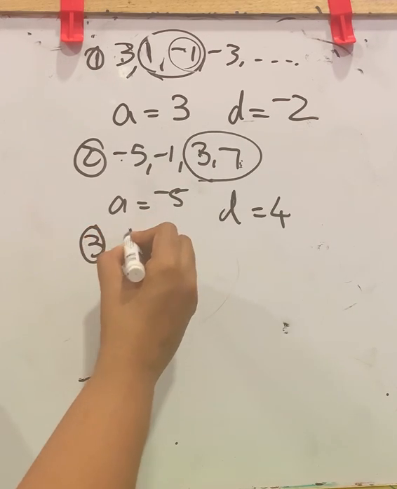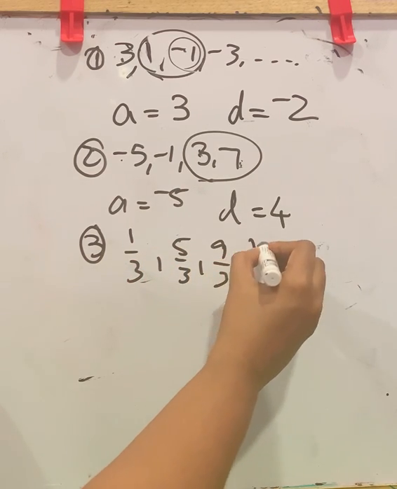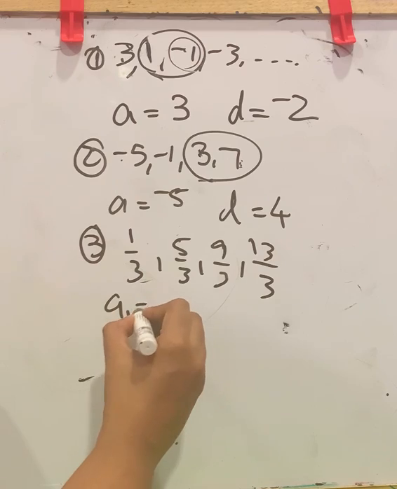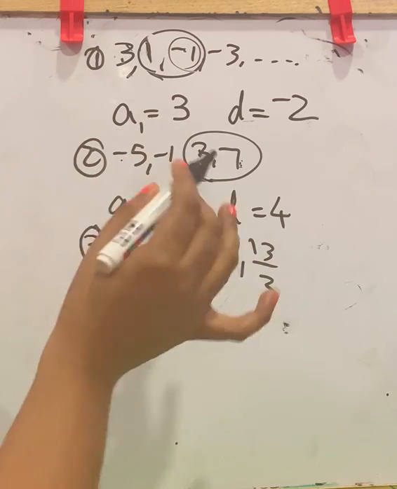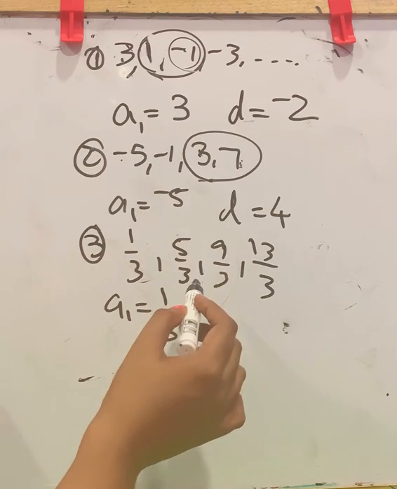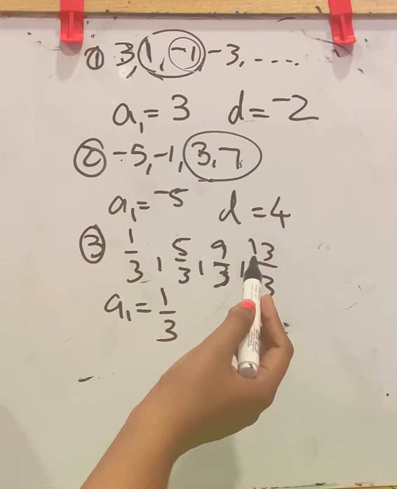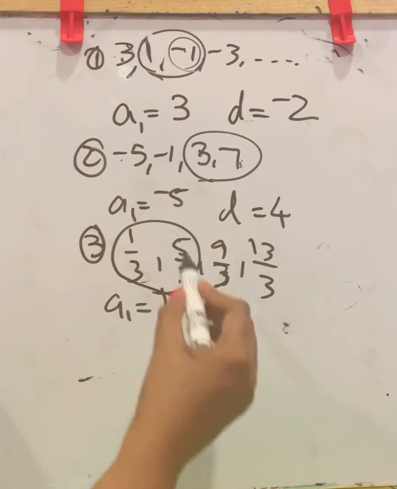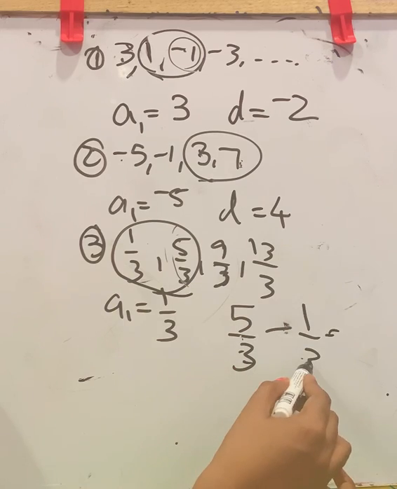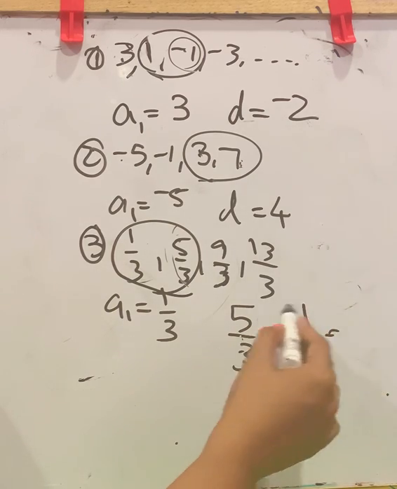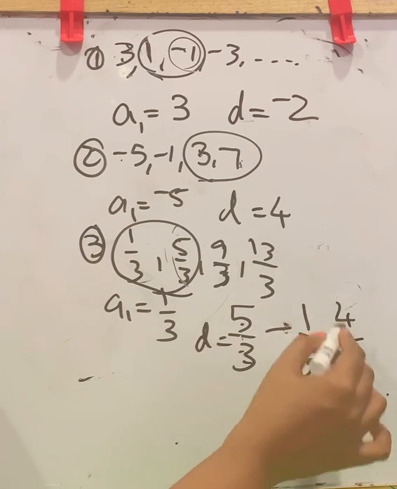Third one, 1 by 3, 5 by 3, 9 by 3, 13 by 3. A1, that is the first term, is 1 by 3. First term we can represent with A1, okay? Now D, which numbers will you consider? Any two consecutive numbers. Let us consider these two numbers. That is 5 by 3 minus 1 by 3. Here both denominators are the same, so you can simply subtract this. 5 minus 1 is 4 by 3. Difference is 4 by 3.